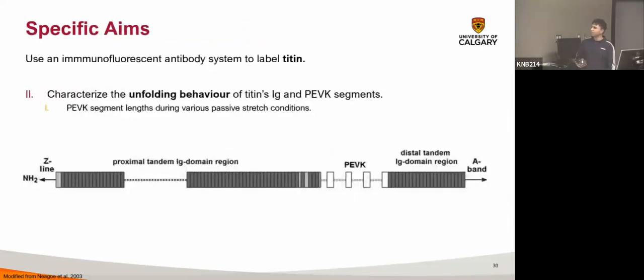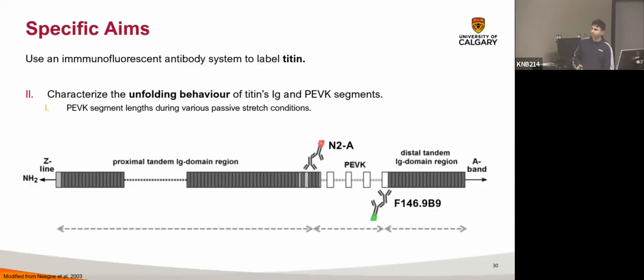With our system, what we could do is try to characterize this unfolding behavior. We could look at the type of labeling that happens and try to figure out at what lengths the PEVK starts to unfold, and at what lengths the proximal IG domain unfolds. As I mentioned, the advantage of having a label right before and after the PEVK is that we can separate out the three distinct regions and look at them individually.